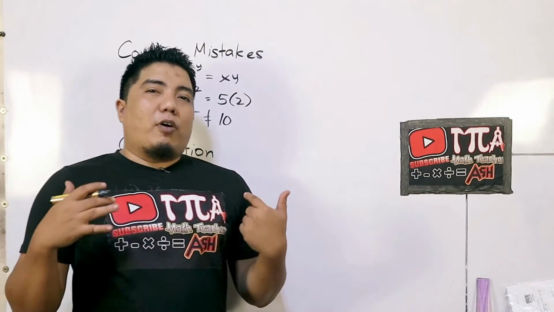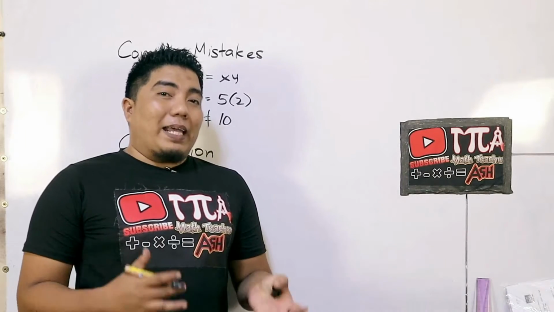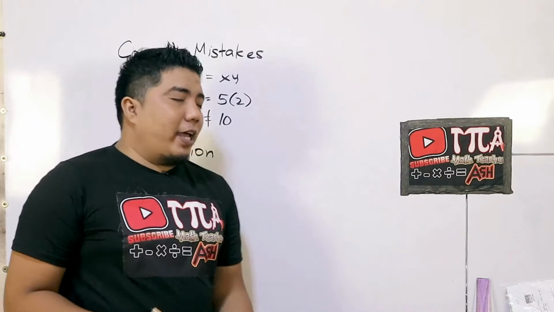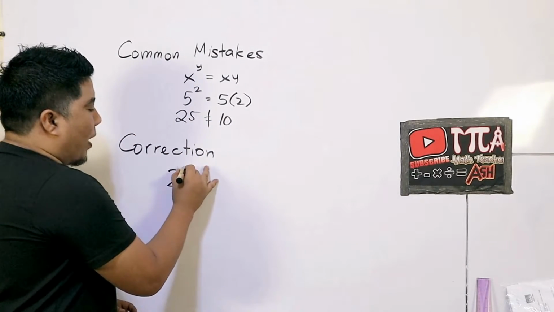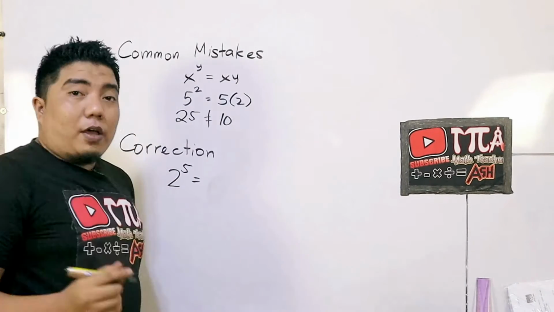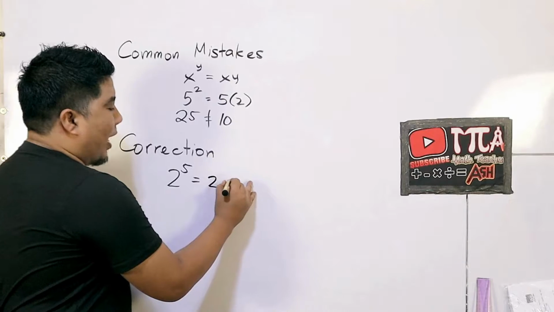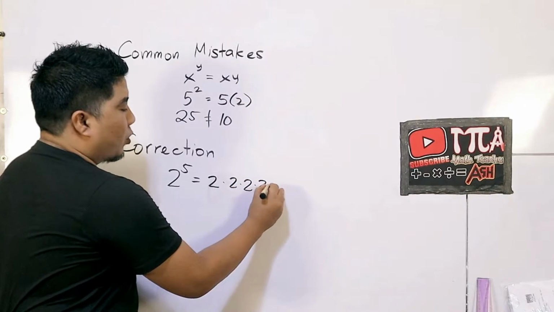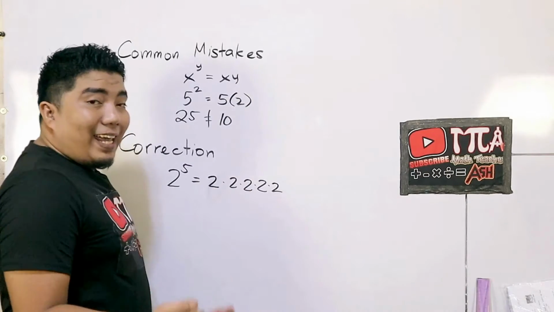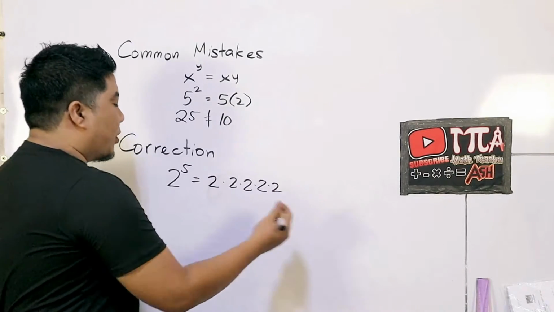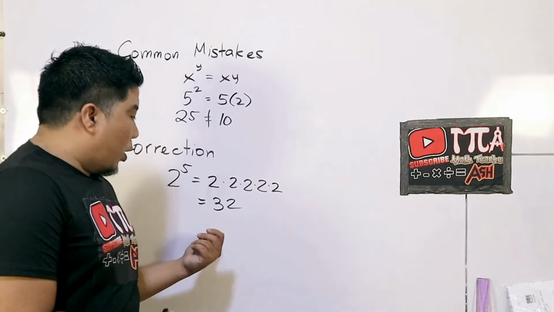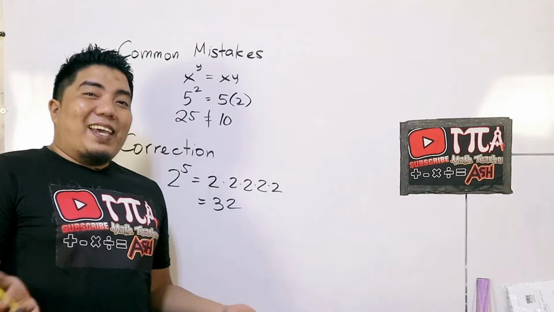Remember that the concept of exponent is that you will multiply the base by itself as many times as the exponent indicates. Example, if we have 2 to the power of 5, that means that it is not 2 times 5, rather it means 2 times 2 times 2 times 2 times 2. So 2 times 2 is 4, 4 times 2 is 8, 8 times 2 is 16, 16 times 2 is 32. Therefore, the value of 2 to the 5th power is equal to 32. Easy, right?